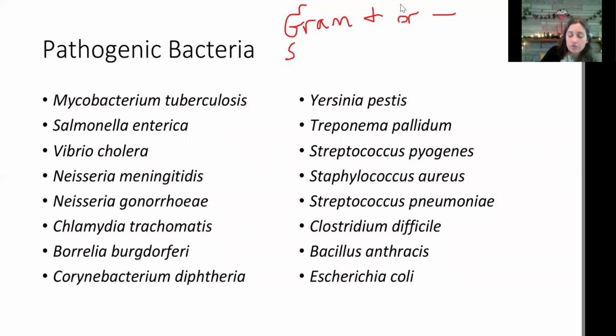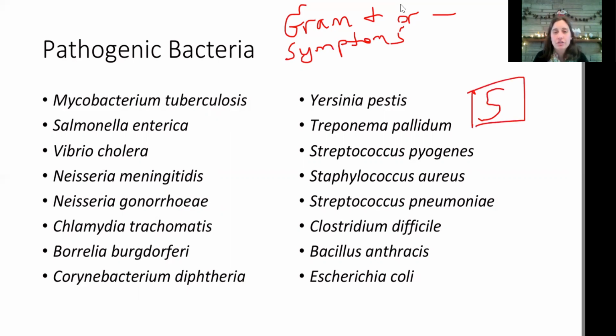You can also look up, you don't need to do this necessarily for all of them, but let's say pick 5 and research them. What are their symptoms? Are they gram-negative or gram-positive, and what do we do to treat it?